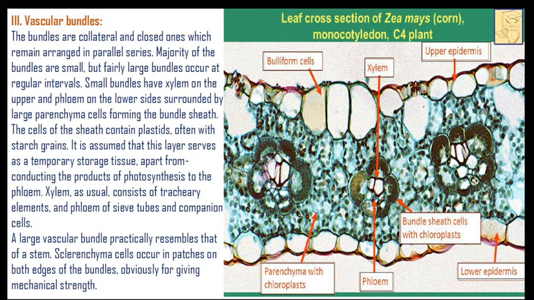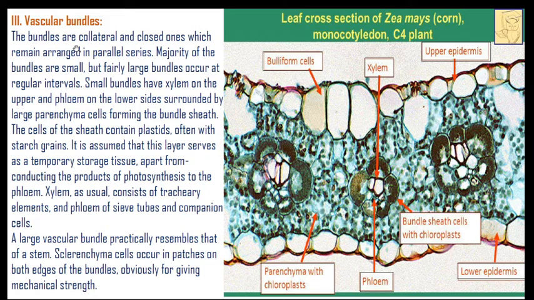Here is another diagrammatic representation of a Zea mays which shows a vascular bundle, bulbiform cells, presence of xylem, presence of phloem. These are the parenchyma which are filled with chloroplasts. This is nothing but a mesophyll cell. This is the lower epidermis. This one is the upper epidermis. So come towards the vascular bundles.